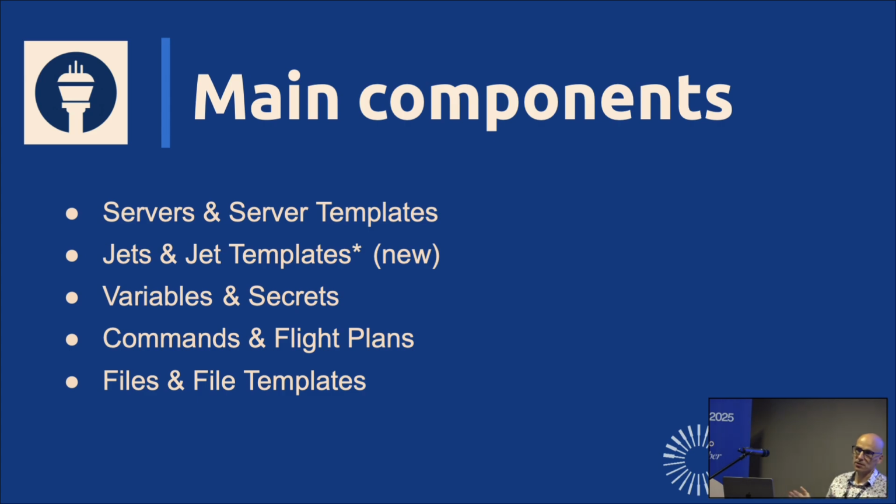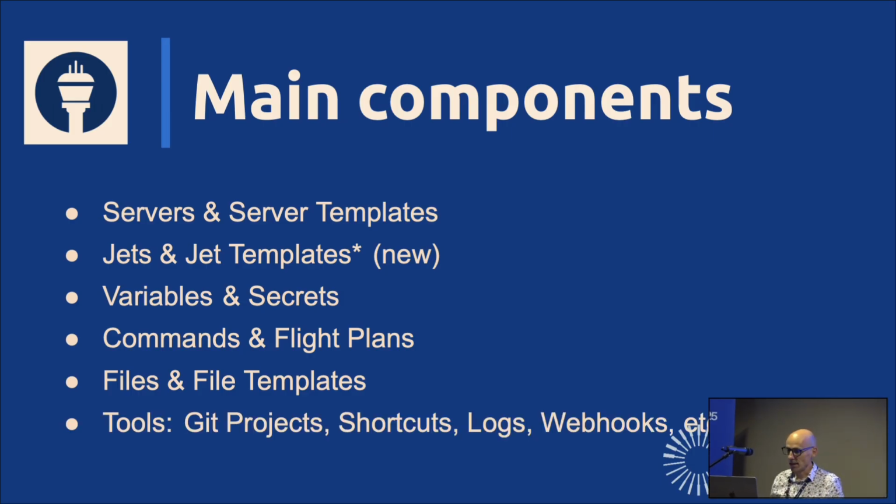Files and file templates. This is also obvious. I think you understand why we need files and file templates for a DevOps tool. And other tools, we have plenty of them, and most of them are separate modules. Those like Git projects, which allow you to manage Git, and we are using Git aggregator for that. Shortcuts, logs, also server logs, webhooks, which is already ready for merge, but not merged yet. And there are also scheduled actions, which are merged and available.